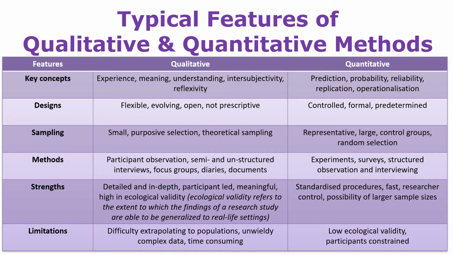So what are the typical features of qualitative and quantitative methods, right? So we know what the data is. First of all, we know that qualitative data is not exactly numerical, quantitative is numerical. The concepts that we usually deal with in qualitative research are things like experience, meaning, understanding, intersubjectivity, so between subjects, and reflexivity, so how things change. So somebody's trying to tell you about their experience, their meaning, how they understand stuff. You probably use qualitative research for that.